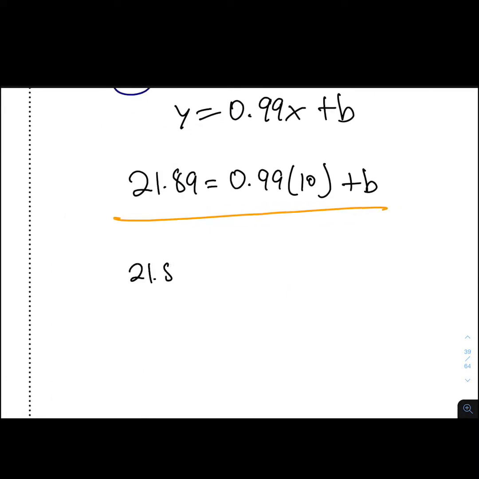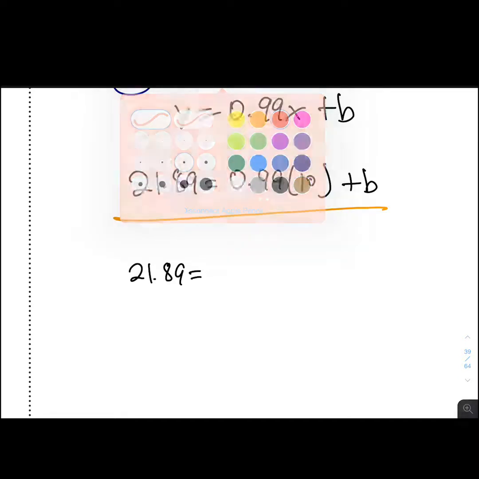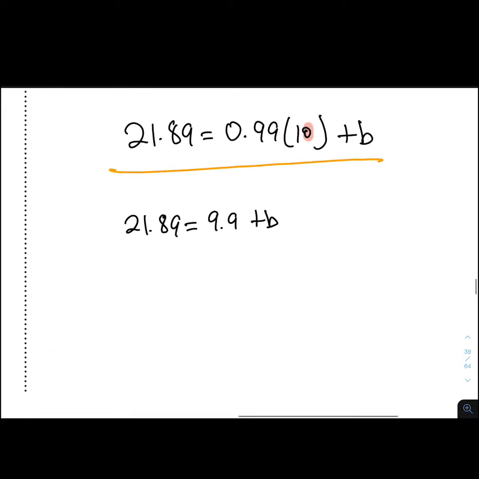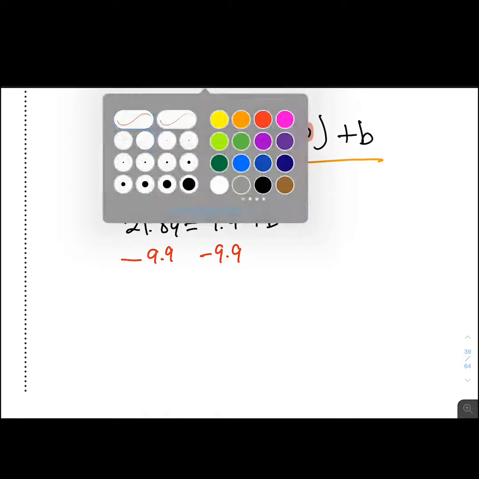So 21.89 equals, well, 0.99 times 10 is you just move the decimal one place to the right. It's one place because there's one 0 in this 10, and it's to the right because we're multiplying. So 0.99 times 10 is just 9.9, and that's just plus b. And then to solve for b, we subtract 9.9 from both sides.